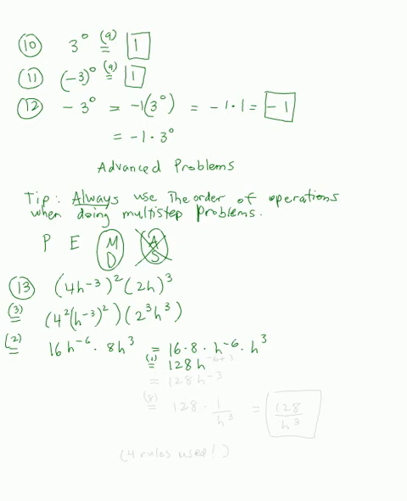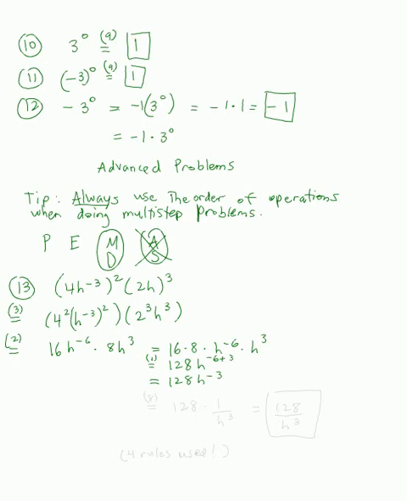We end up with h to the -6 plus 3, which is h to the negative third power. Now we're almost done, but we can't leave our answer like that. We have to deal with the negative power.